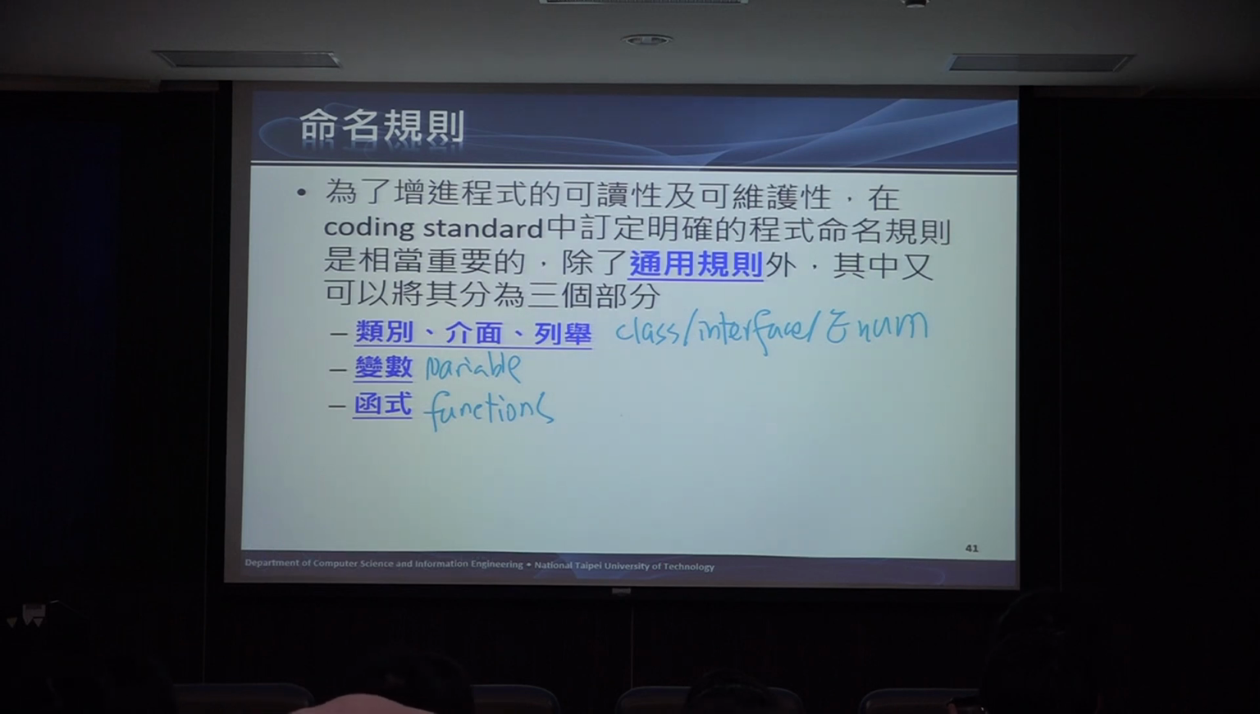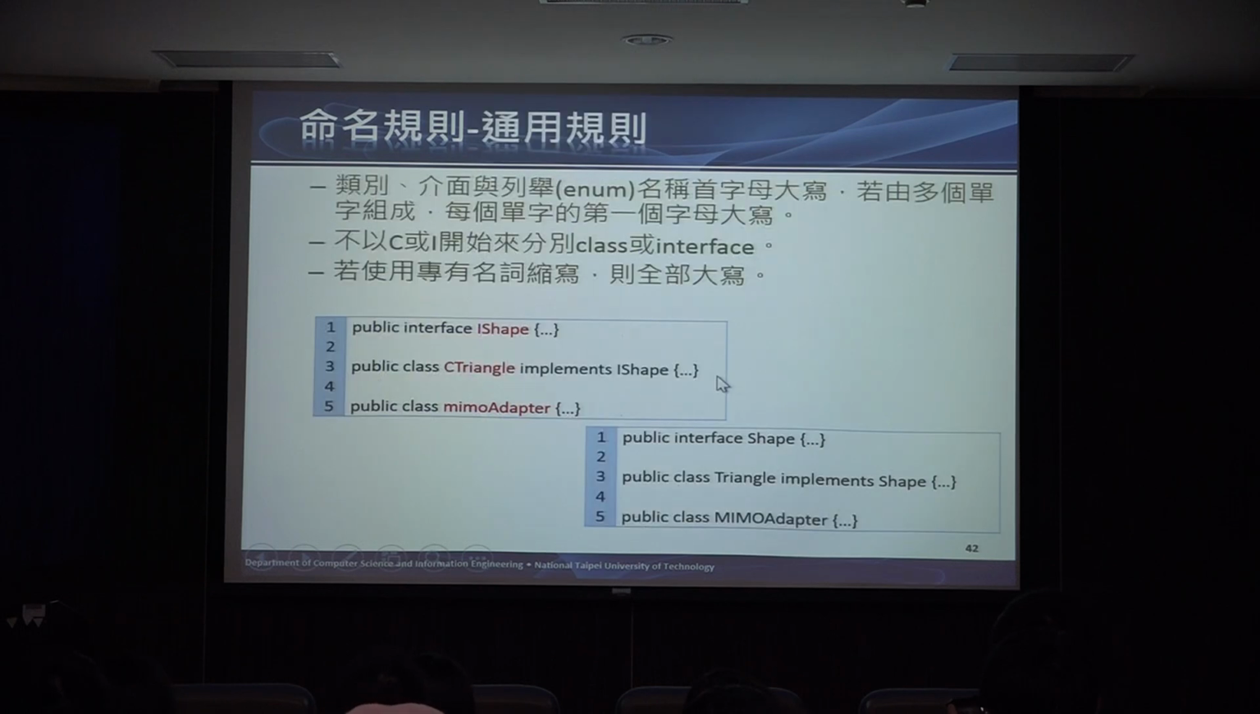Some people like to say, I am an interface, so no matter what the interface is called, I use I-Shape. I am a class, so whatever, C-Triangle. This is a bad way to name your class names. So don't use I and C, which refer to either interface or classes. Don't do that.